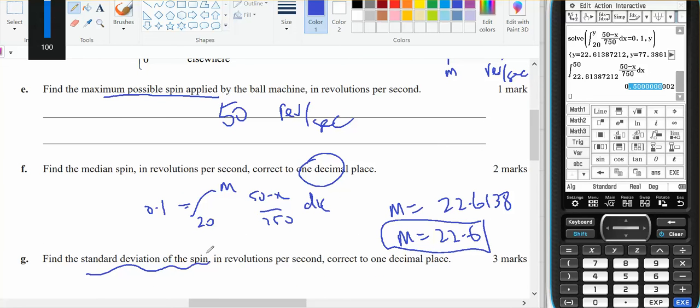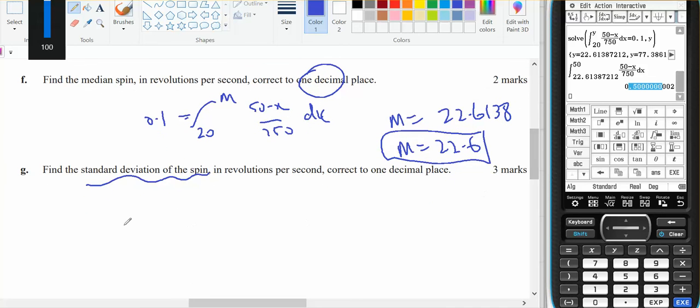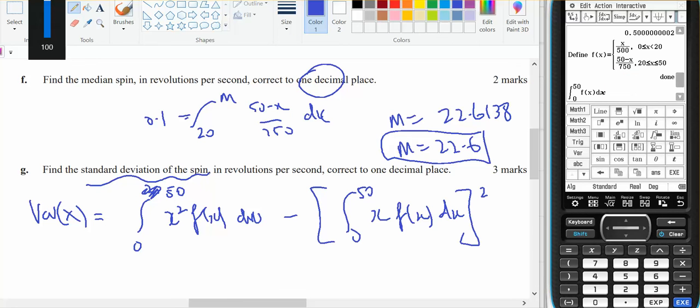Find the standard deviation of the spin in revolutions per second. So I need to find the variance of the spin first. The variance of x is the integral from 0 to 50, so the whole thing, of f of x times x squared, minus the expected value squared.